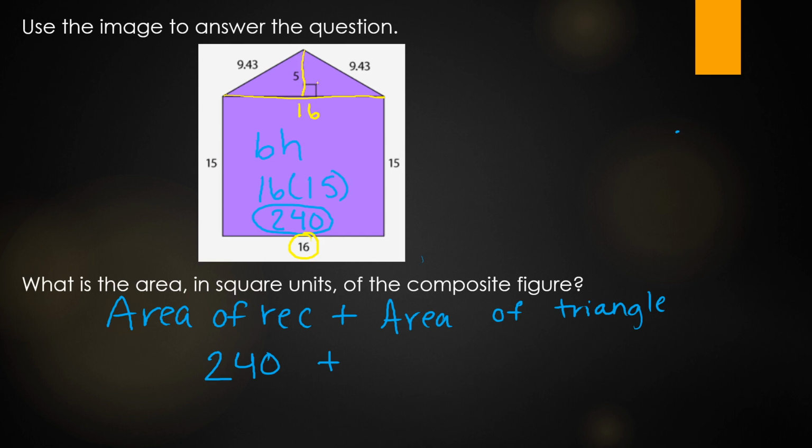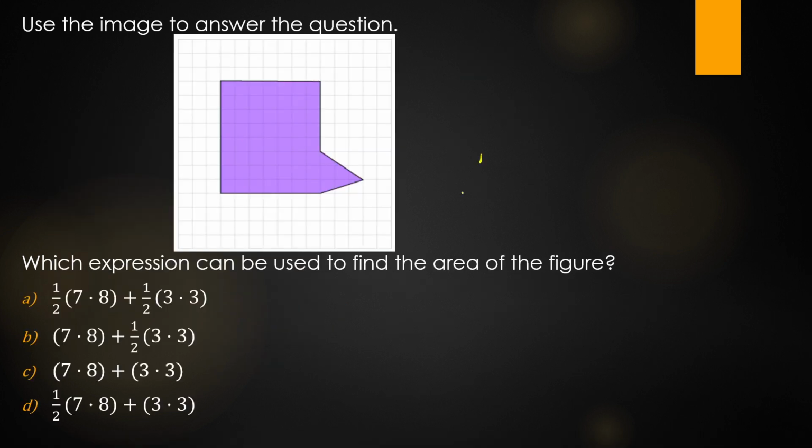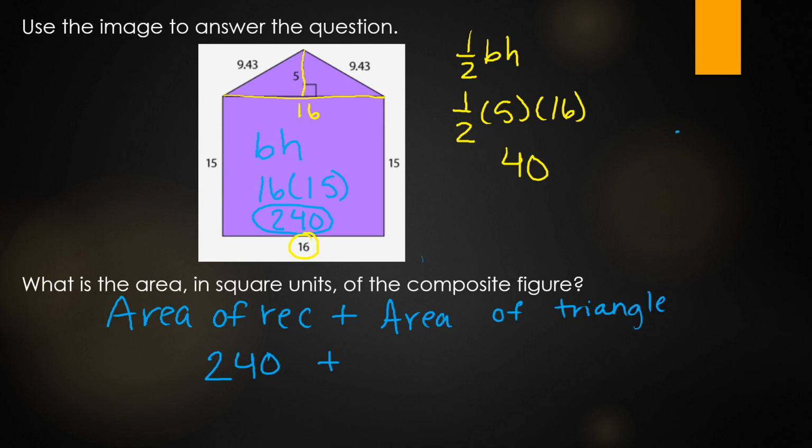So to find the area of my triangle, I'm going to do 1/2 base times height. So that's 1/2 times 5 times 16. And let's type that into our calculator. So 1/2 times 5 times 16, and that's going to give us 40. So the area of my triangle was 40. So to figure out the total area of this composite figure, all we need to do is add those two numbers together. So 240 plus 40 is going to give me 280. So the area of this figure is going to be 280 units squared.